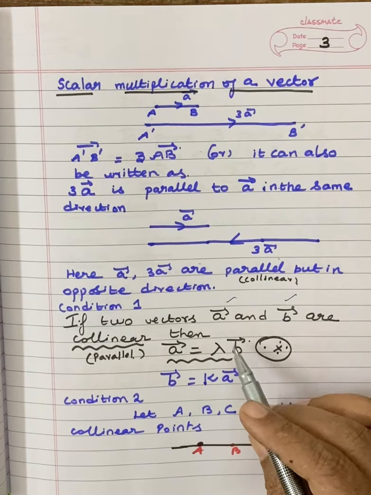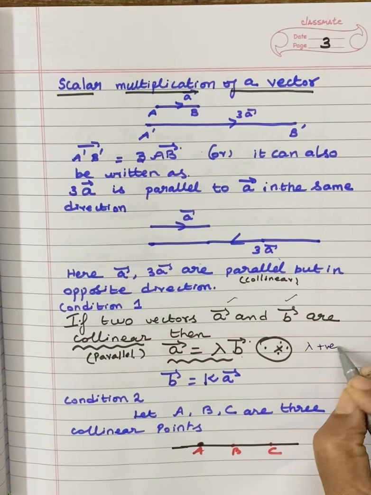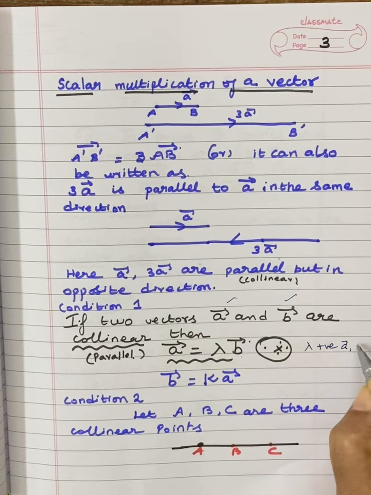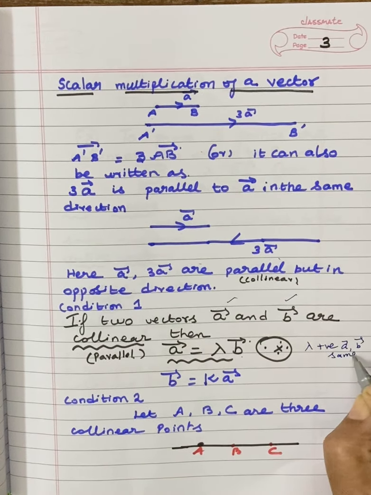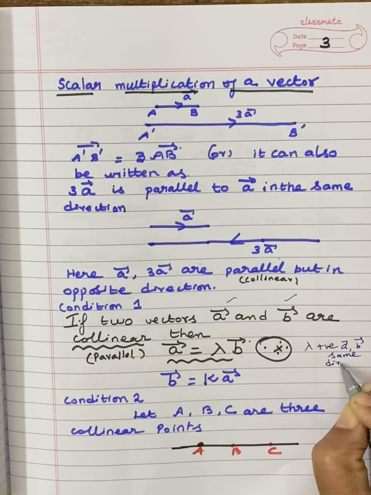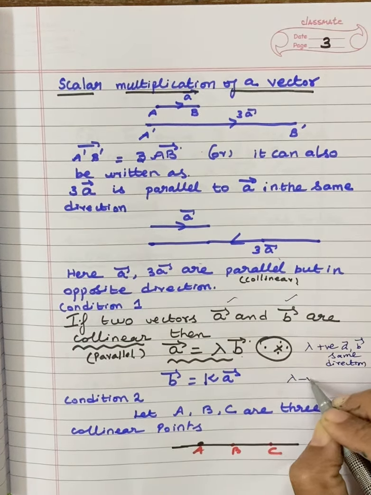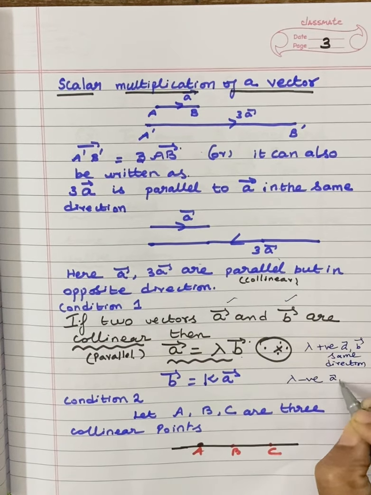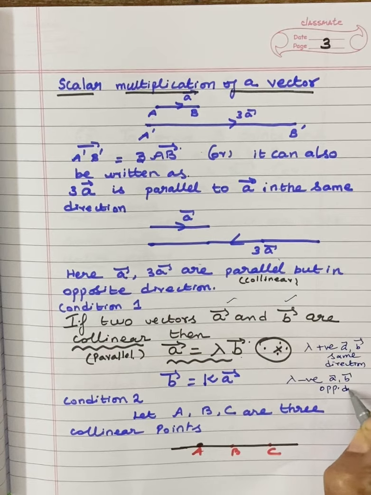Depending upon lambda, if lambda is positive, a vector and b vector have the same direction. If lambda is negative, a vector and b vector have opposite directions. They are just opposite to each other.